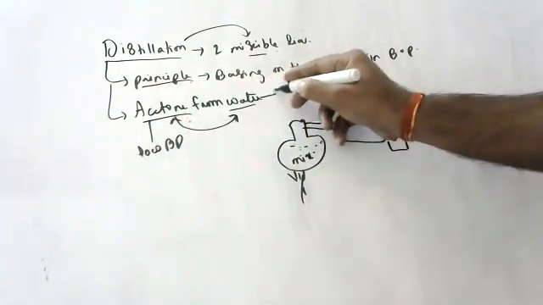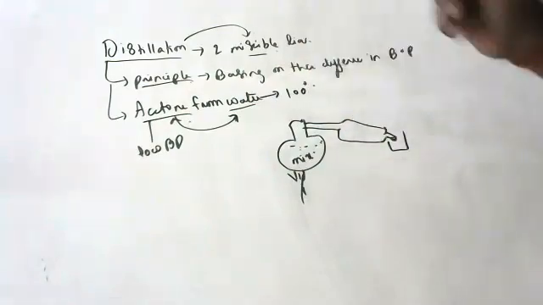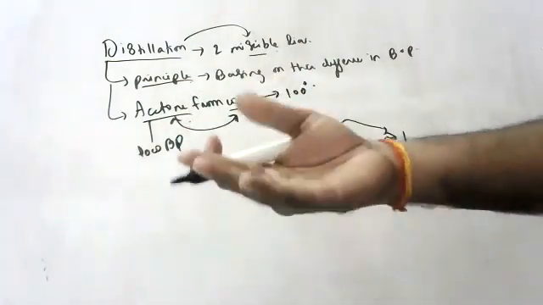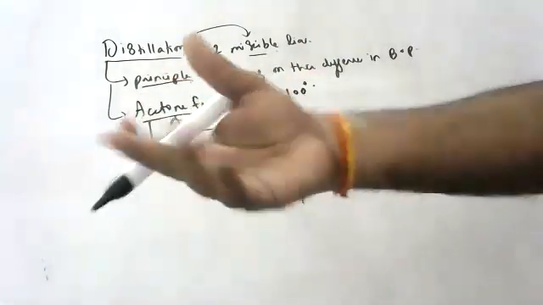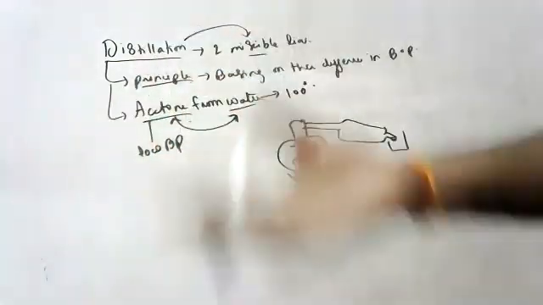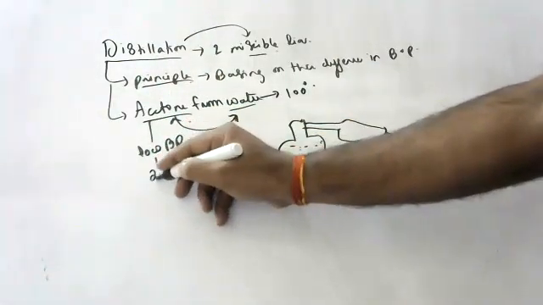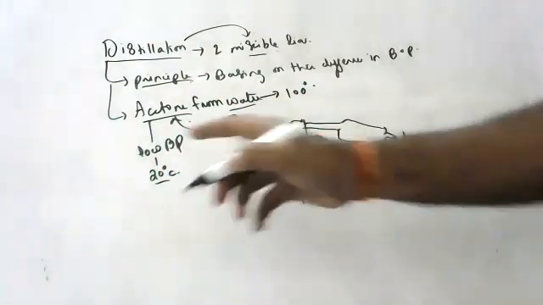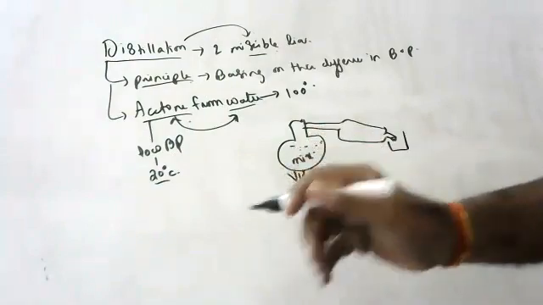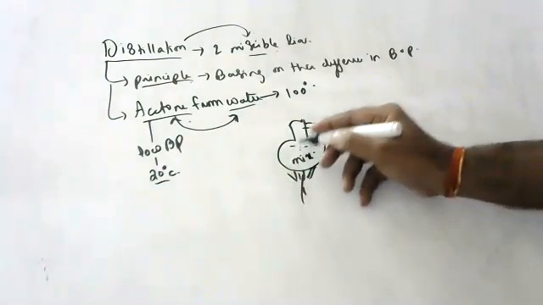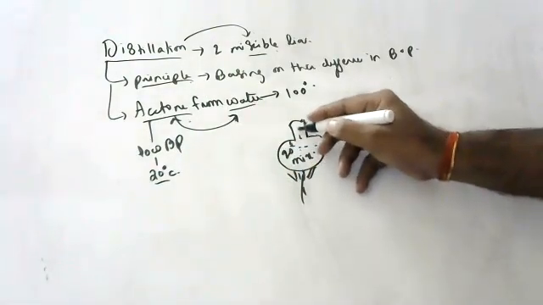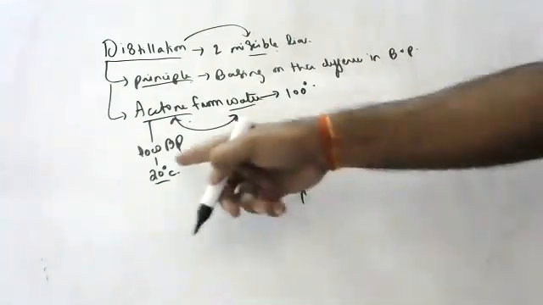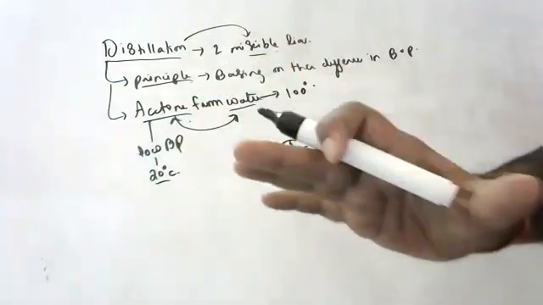What is the boiling point of water, children? 100. But acetone has a low boiling point. You have seen your nail polish remover: as you open and keep it, it will vaporize. Means its boiling point is somewhere around 20 degrees only, I think less than that. So on heating, whenever the temperature here attains 20 degrees, what happens? Acetone starts coming out because its boiling point is 20. At 20 degrees, acetone will boil.